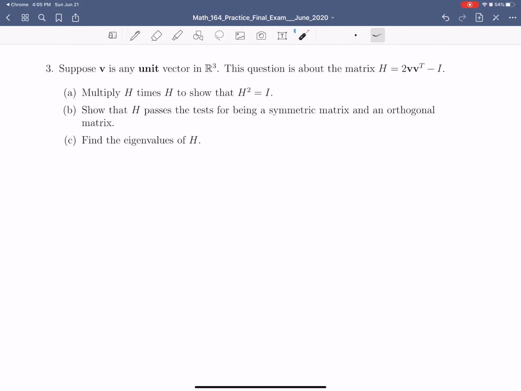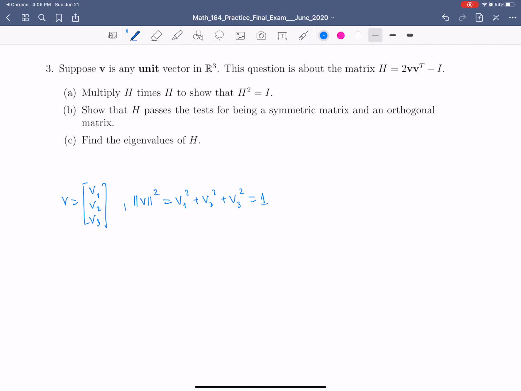Suppose v is any unit vector in R3. So what does this mean? It means that v has 3 components, because it's in R3, and it means that its length is 1. So to summarize the assumptions of the problem, v is something like this. It has v1, v2, v3, 3 components, and the length of v is 1. So in fact the square is also 1, which means v1 squared plus v2 squared plus v3 squared is 1.